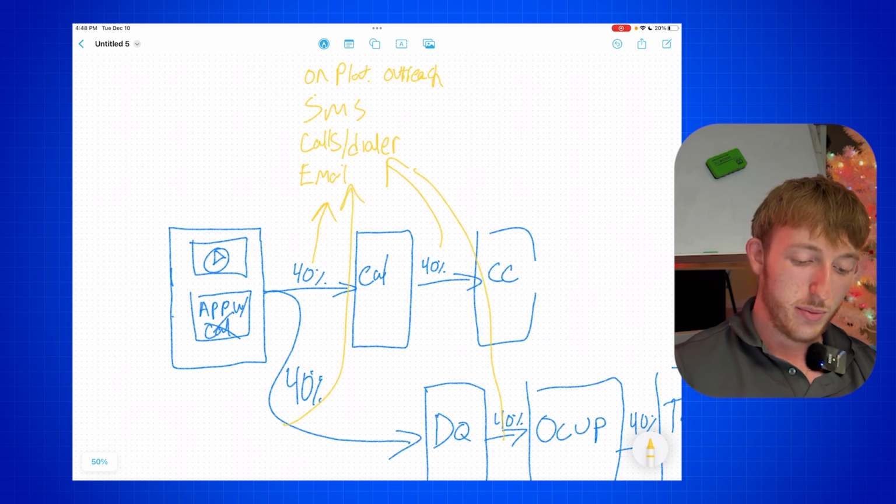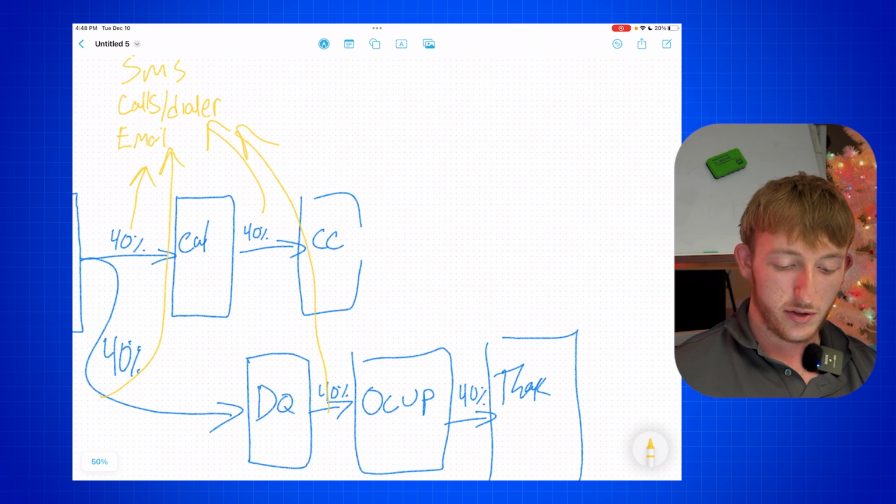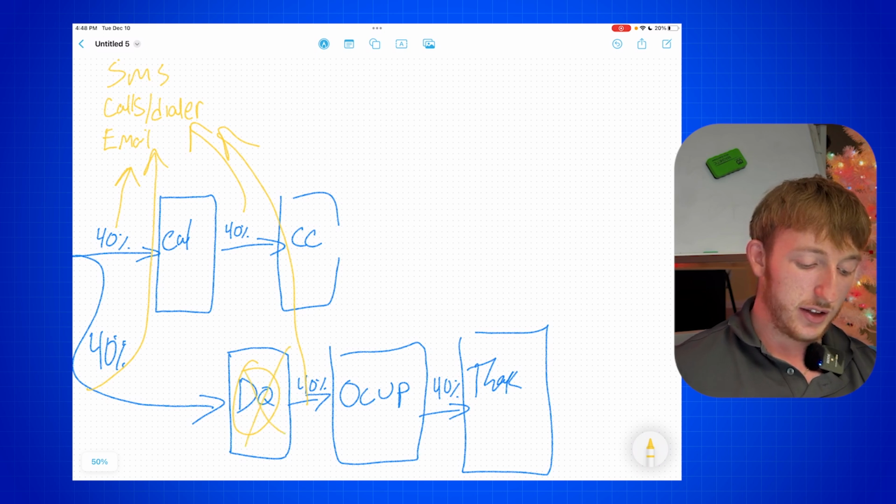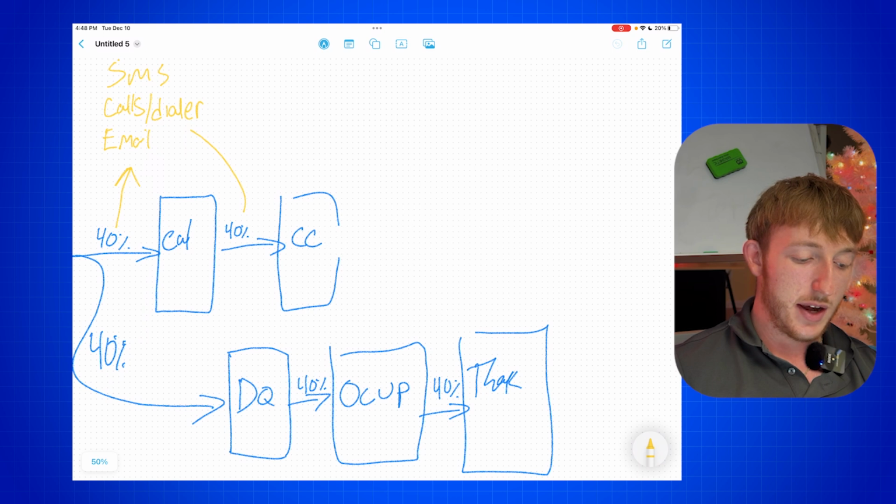If they DQ but didn't actually upsell, we're going to hit them with another set of follow-ups. If they bought the DQ product, upsell, we're going to hit them with one set. If they didn't buy the DQ product and they slipped through here, we'll hit them with a set there. So we're basically hitting them and hammering them from every different angle possible.